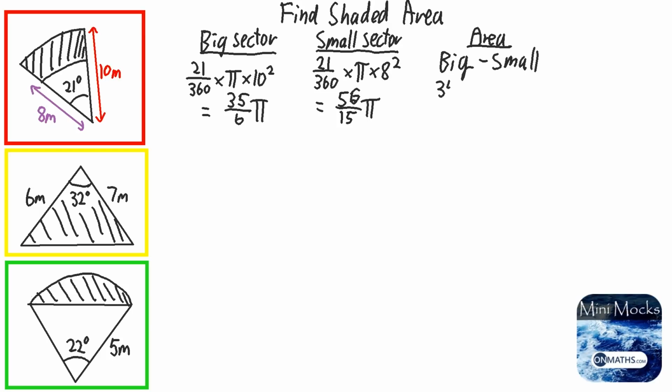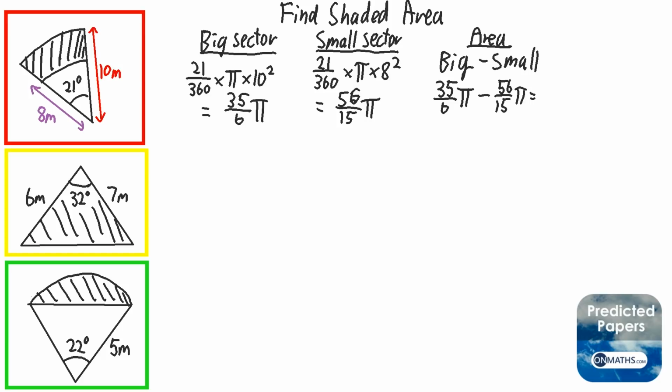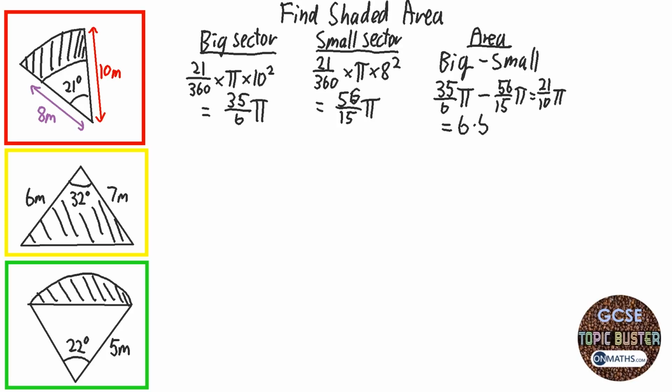So it's going to be 35 over 6 pi take away 56 over 15 pi. I'm just going to type that into my calculator. So 35 over 6 pi take away 56 over 15 pi, and I get 21 over 10 pi, which equals 6.60, because the next one's a 9 and the next one's a 7, and that would be meters squared.